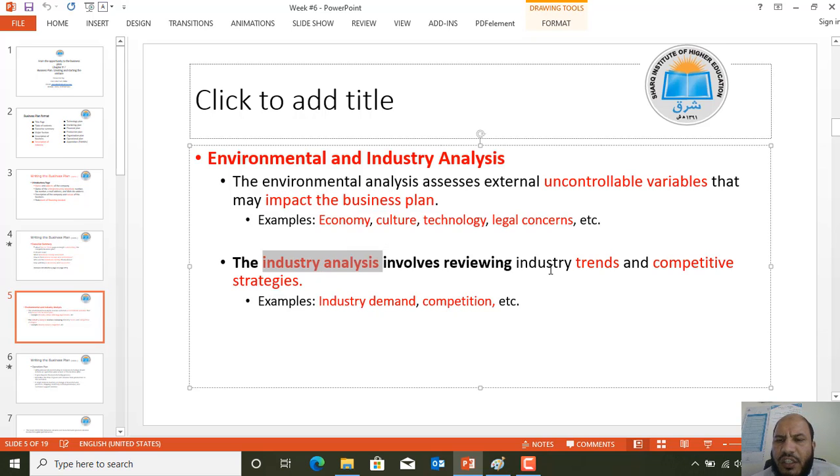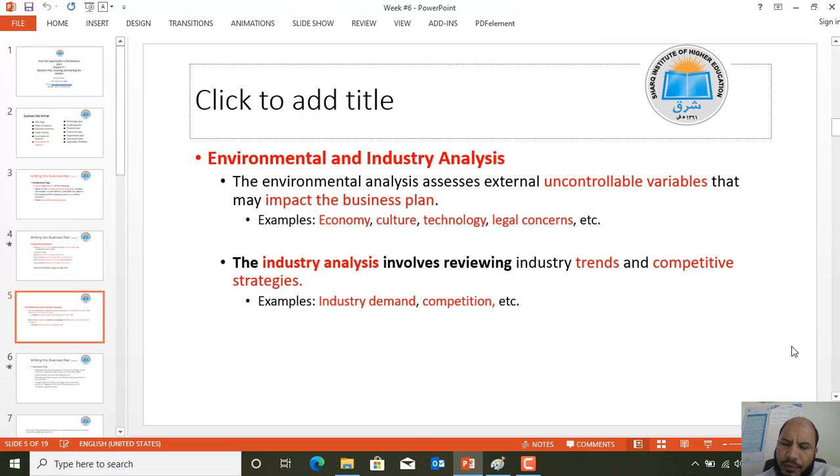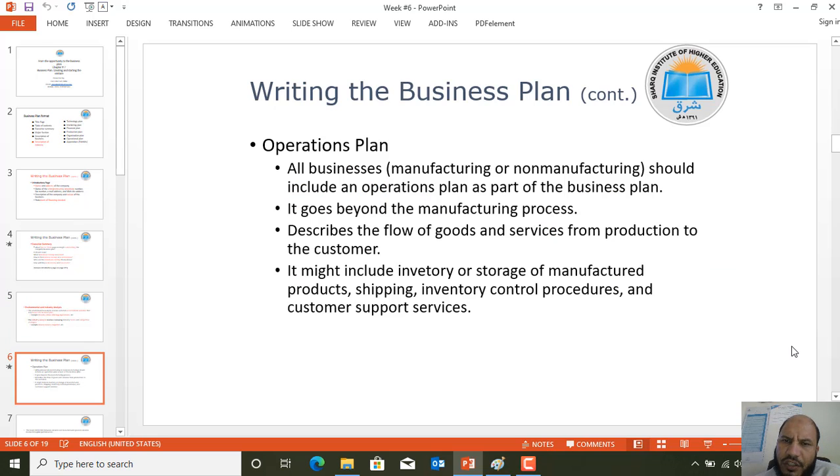In industry analysis, we should study the trends in the industry, the level of competition, and the competitive strategies of the industry, how the competition level is. For this, you can use Porter's 5 forces model. You can also use the 4 economic types of competition, that is monopoly, oligopoly, and also perfect competition, and the ways in which the industry and the company are competing with one another in the same industry.